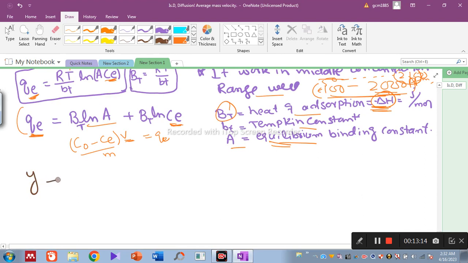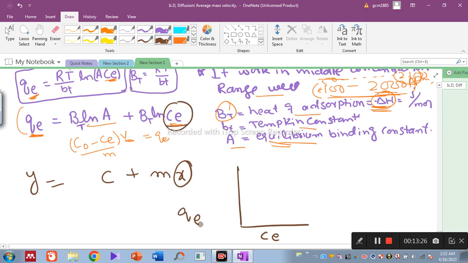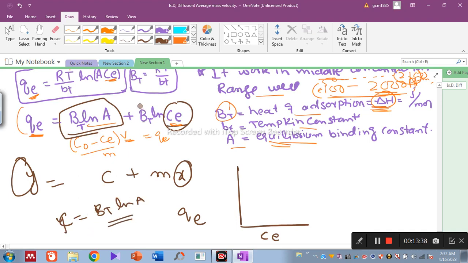This is y, and you can see this is the form mx plus c. So on the x-axis is Ce, and on the y-axis we will get qe. This is y, and this is the y-intercept. The y-intercept c is equal to bT ln A. So this is the slope: bT is the slope of the line. Suppose this is the slope of the line, bT, and this is the qe, and this is the y-intercept, which is bT ln A.